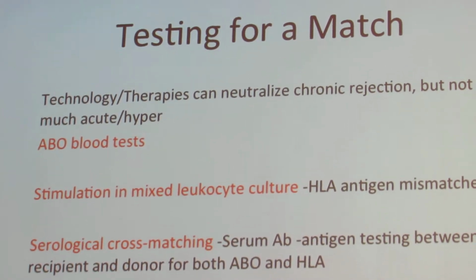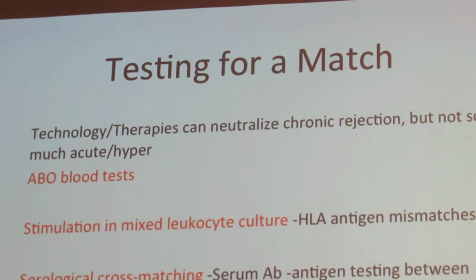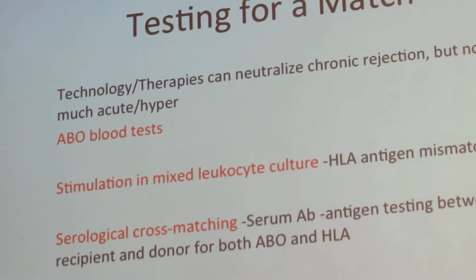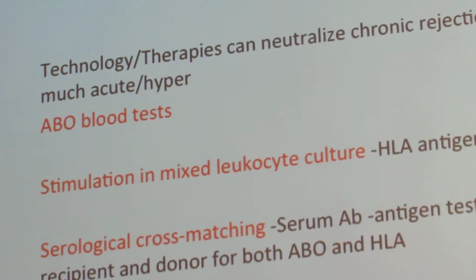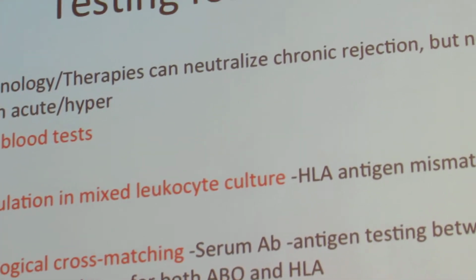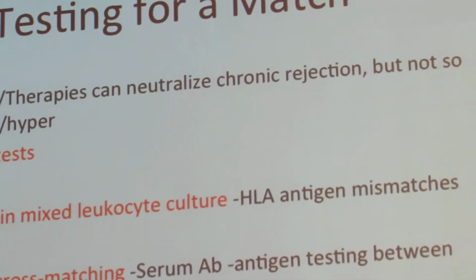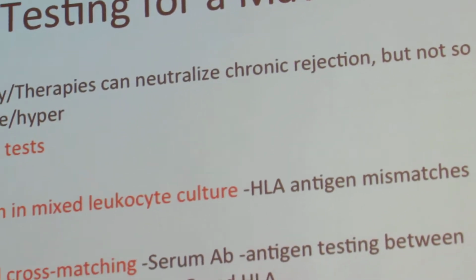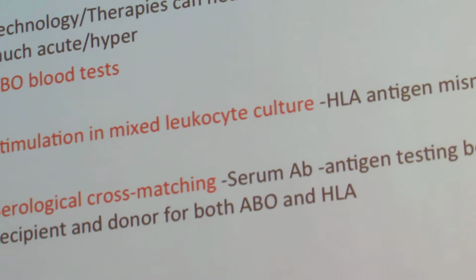And then testing for a match. So right now we have good technologies and therapies and medications that can reduce chronic rejection. There's not really much you can do right now about hyperacute or just regular acute reactions. The only way we can prevent those from happening is having these concerted tests that can match whether these different tissues will be compatible or not. And it is just listing some of those tests.